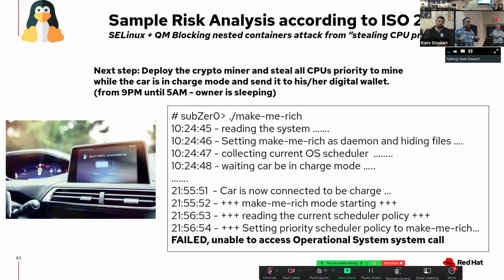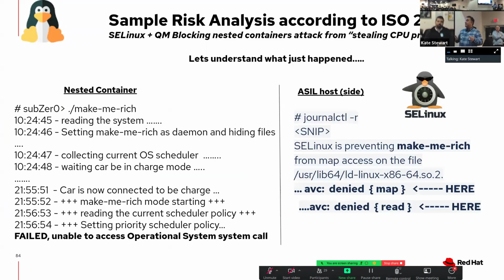His idea is, let's make money, because this car is an electric car. Meanwhile, the owner is sleeping. I can use Bitcoin or another coin that is available today, from 9 p.m. until 5 a.m., while the owner is sleeping, the car is making money for the hacker. He's trying to do that, but what happened is that our OS, RHIVOS, was able to detect it, and then SELinux takes the watch for preventing it. So SELinux defends us, okay?